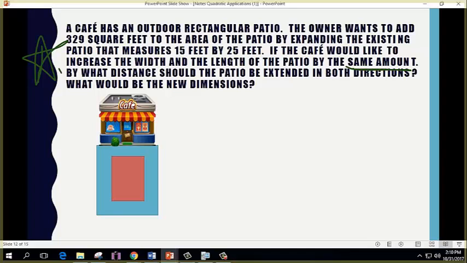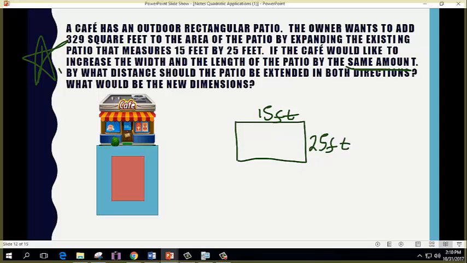So here's the deal. This is why this is tricky. First of all, the velocity stuff we are done with. This is not a velocity problem, so we're not trying to find our V or our S or anything like that. What we do have to have is a little bit of a visual. So we have an initial patio that measures 15 feet by 25 feet. I'm a very visual person, so I'm going to draw some pictures here.